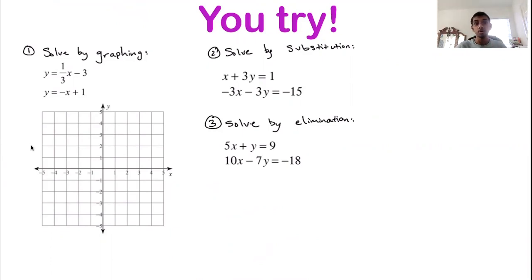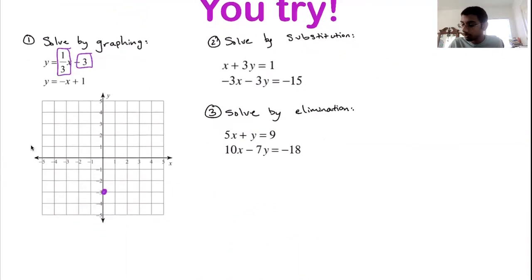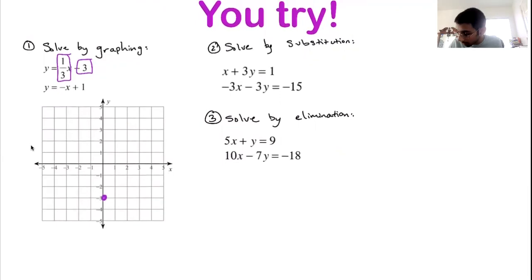So let's begin with the first one. The first equation we have right here says that y is equal to 1/3 x minus 3. So we start off with our y-intercept, negative 3, and then our rise over run is 1 over 3. So we go up 1 over 1, 2, 3, up 1 over 1, 2, 3, up 1 over 1, 2, 3. So it's off the board. Okay. And then down 1, 1, 2, 3.